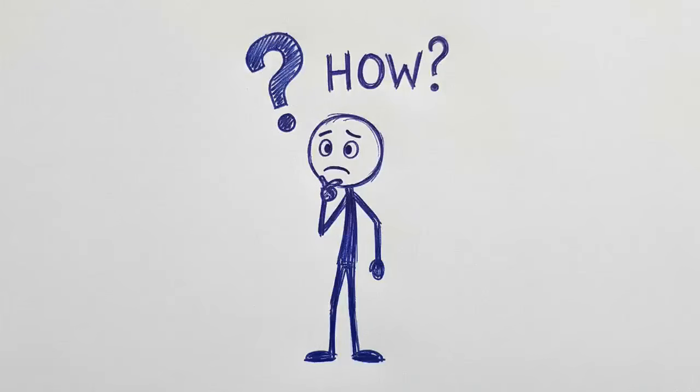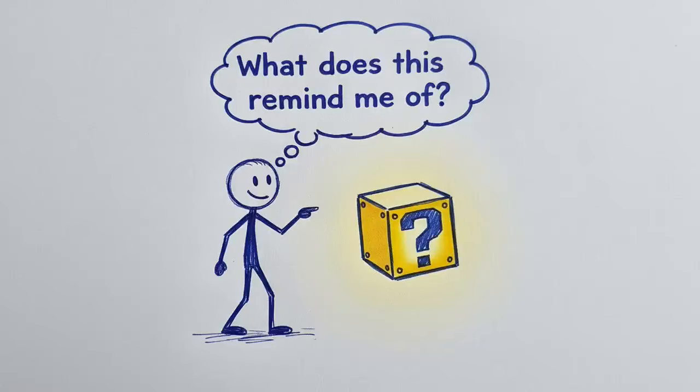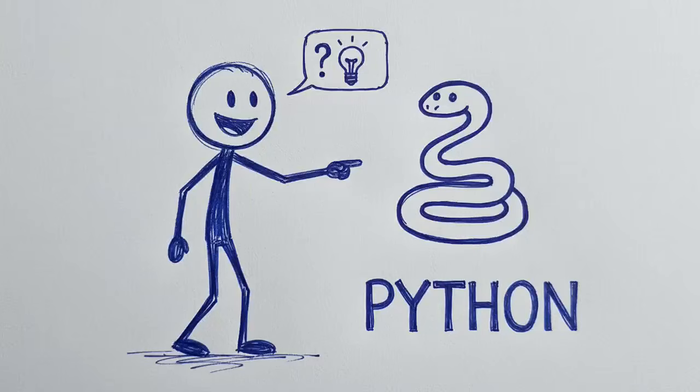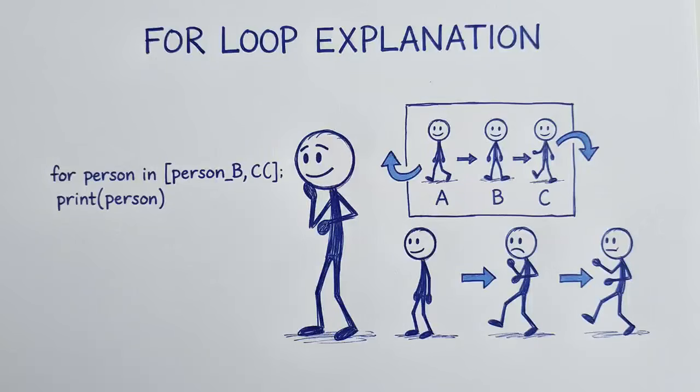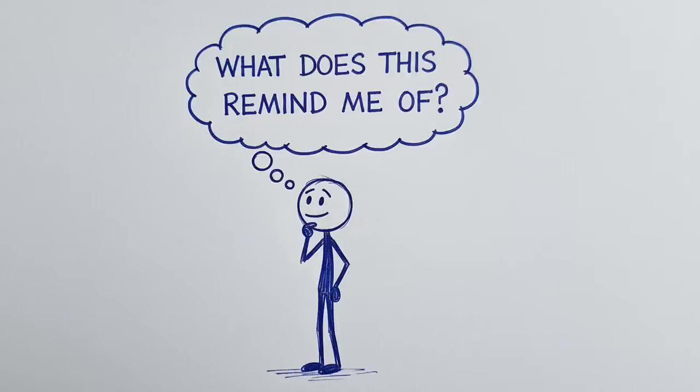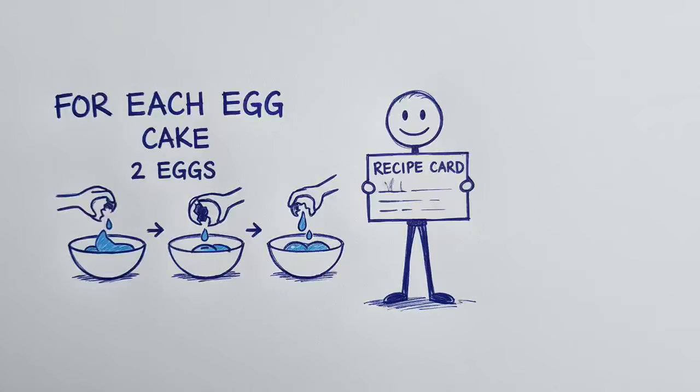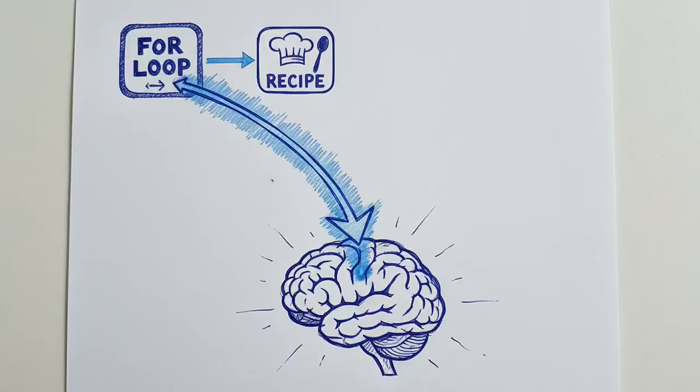So how can you do this systematically? Always ask yourself the simple question, what does this remind me of, when you learn a new concept? Let's go back to our Python example. You are learning about a for loop, which repeats a task for every item in a list. What does that remind you of? It might remind you of a recipe's instructions, like, for each egg, crack it into the bowl. By linking the abstract idea of a for loop to the concrete idea of a recipe, you anchor it in your mind.